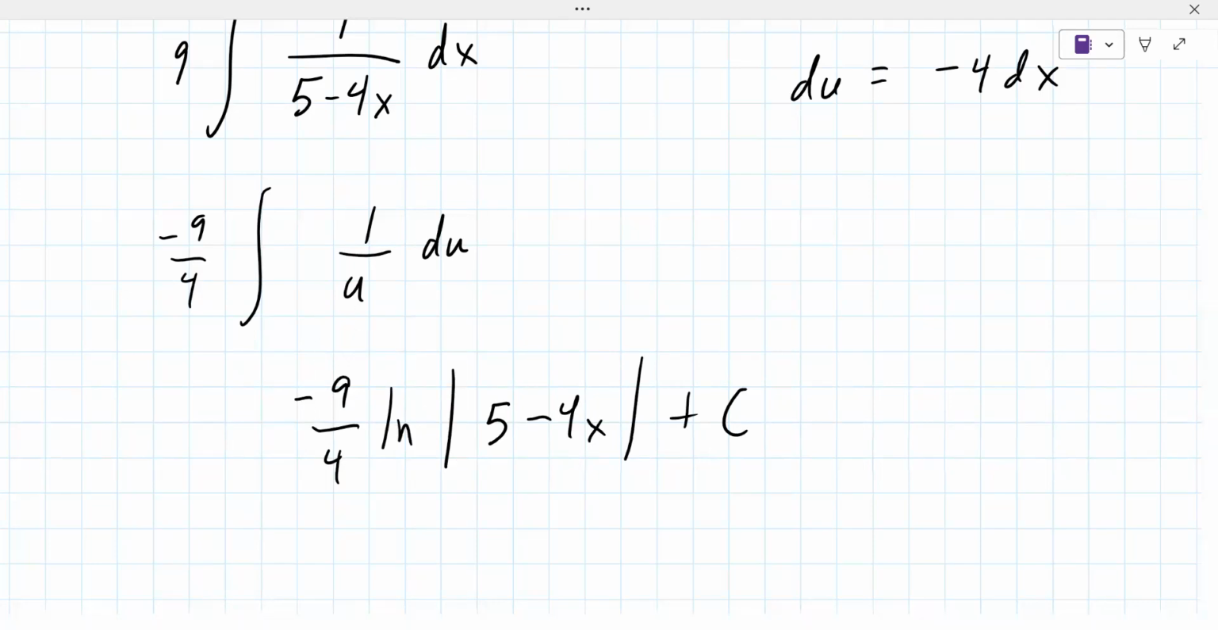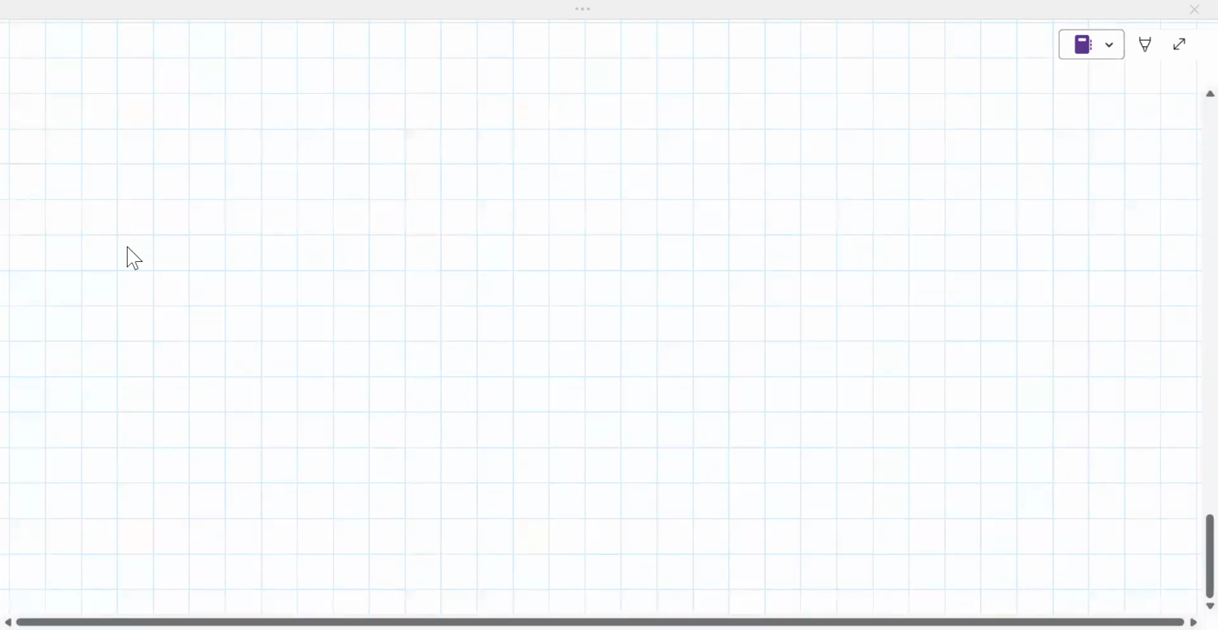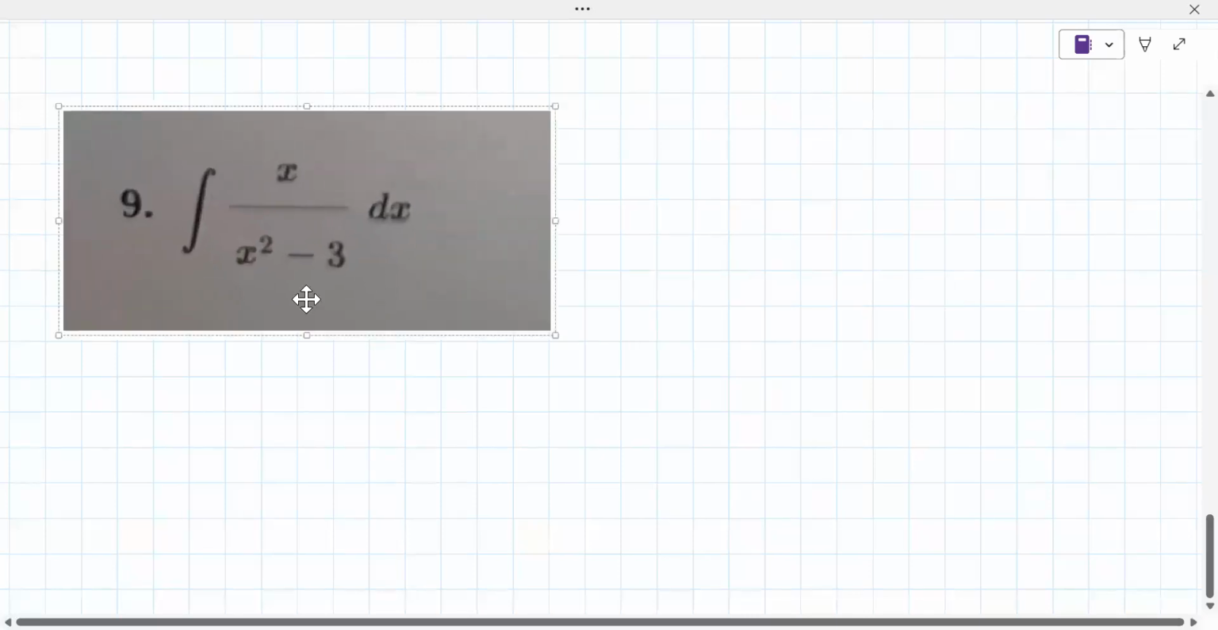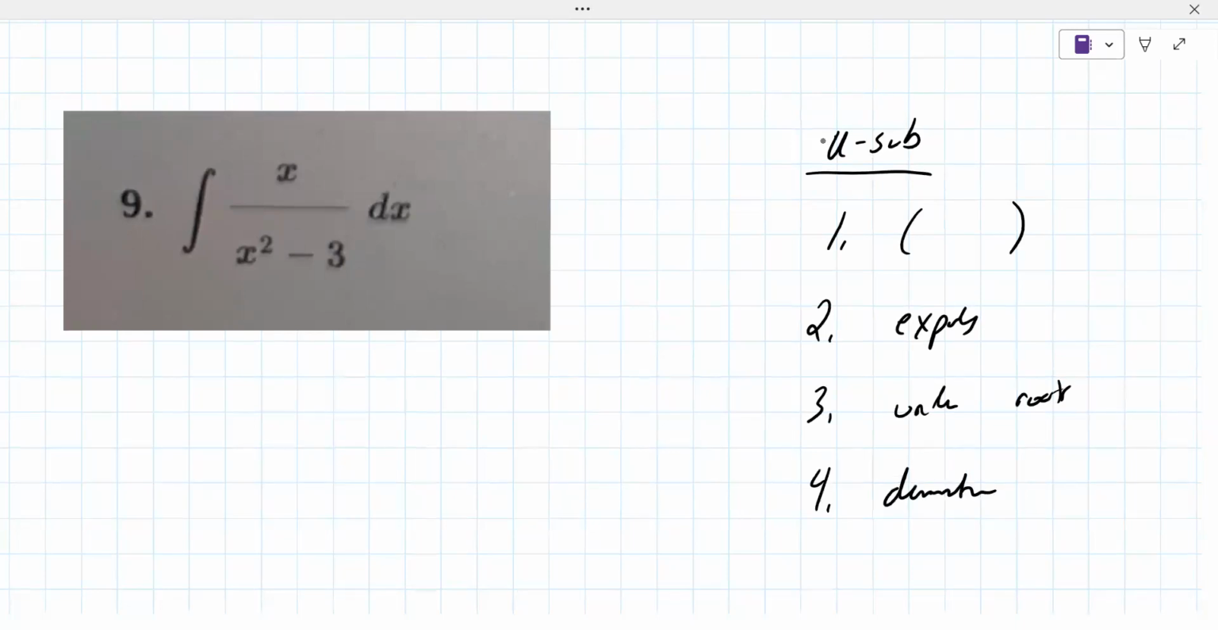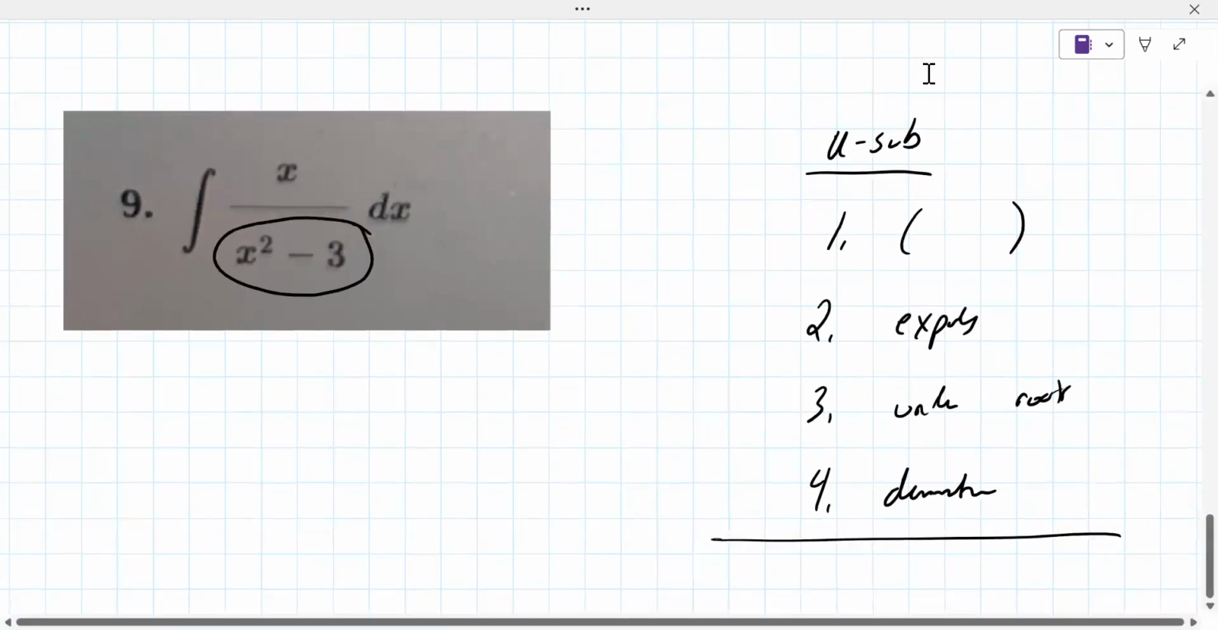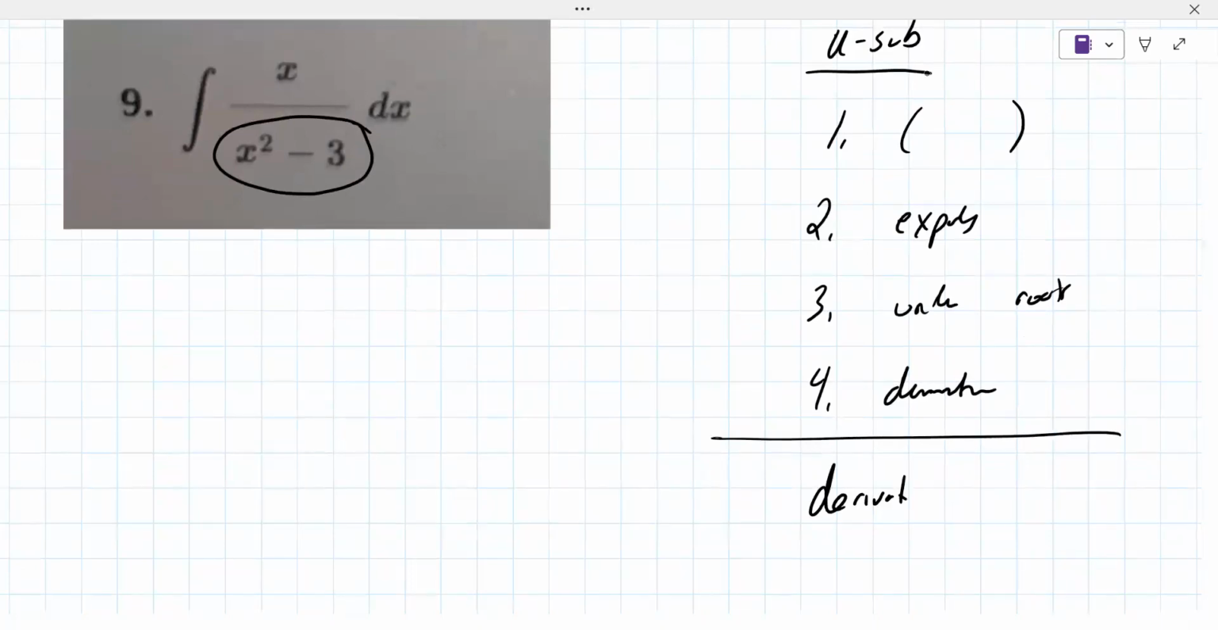So we move on to number 9, which does not appear to be related to the others because you're like, wait, there's no number in the top, it's a square on the bottom. I made a list of typical u substitutions: parentheses, exponents, what's under roots, denominators. There's a lot of things. So in this case, your u is the bottom here. More generally, when you take the derivative of u, the derivative needs to be in the integral in some capacity.